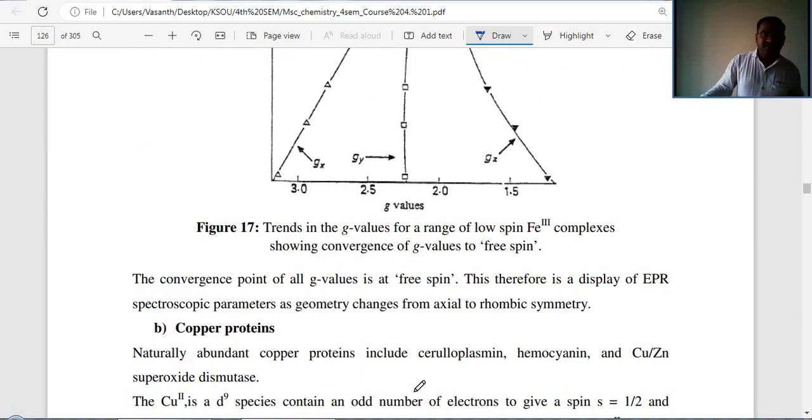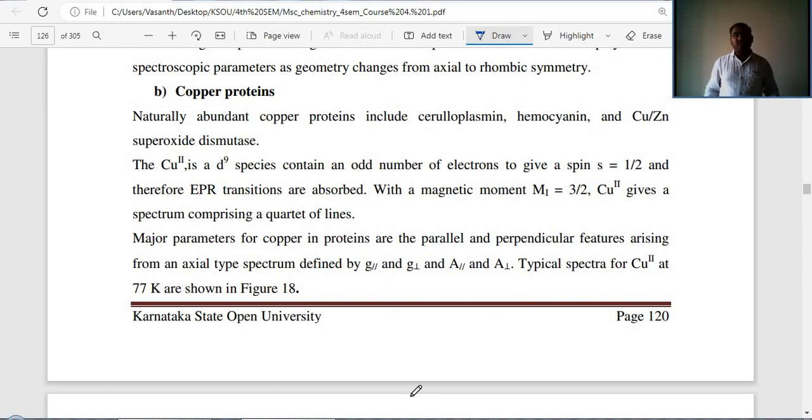Next we consider copper proteins. Naturally abundant copper proteins include ceruloplasmin, hemocyanin and Cu-Zn superoxide dismutase. Copper(II) is a d9 species, containing an odd number of electrons to give a spin S equal to 1/2, and therefore EPR transitions are absorbed.